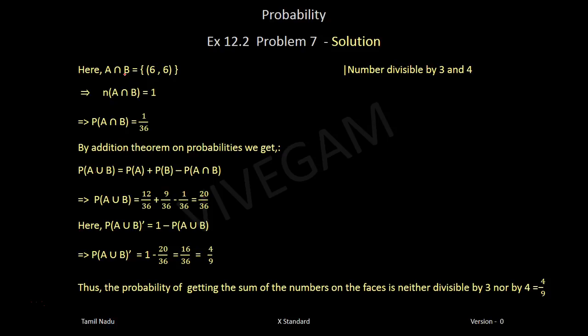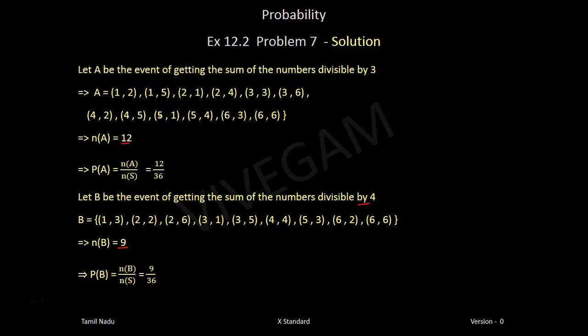So instead of going to the sample space, you better go to one of A or B, whichever is smaller. Because it is in A as well as B, right? So there is no point going to the sample space. But you see A has got 12 items, B has got 9 items. So let's go to B. Now it has to be divisible by 3 and 4. This is all divisible by 4.